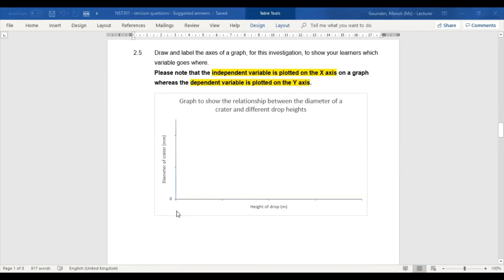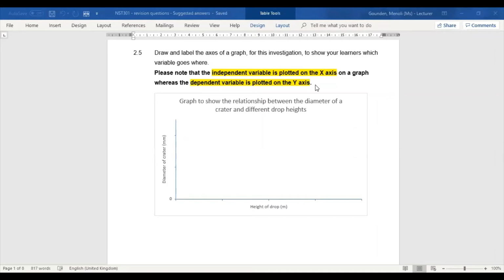2.5 went on to ask you to draw and label the axes of a graph for this investigation to show learners which variable goes where. Okay, so for your online test on Monday as well, it is important that you know that if you were to take the data from an investigation and plot it as a graph or place it in a table, you have to know which variable is plotted where in terms of a graph or a table.